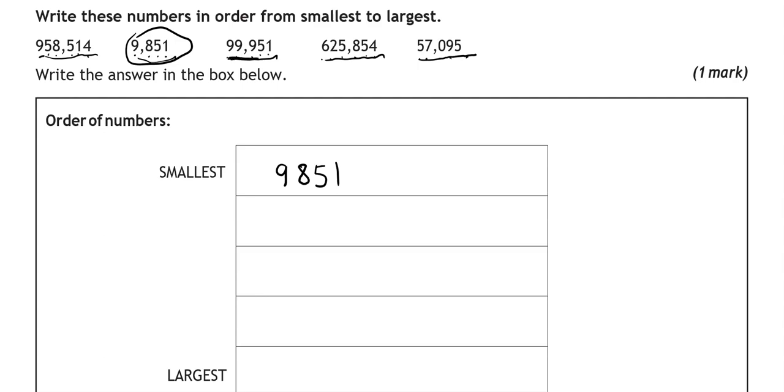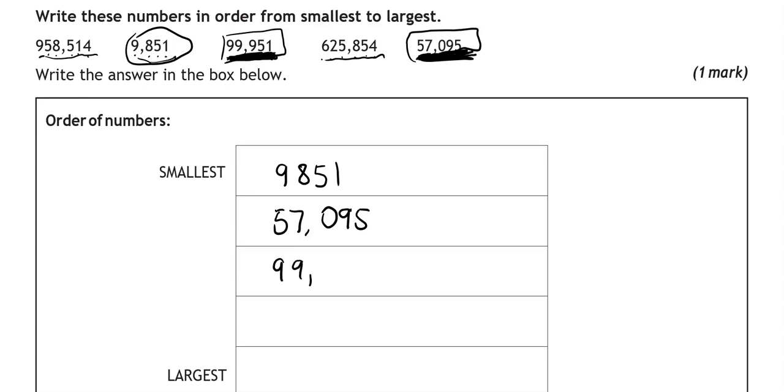So we had this one here and we had this one. Now the first one that I underlined is 99,951, whereas this one is 57,000. And you know that 57,000 is smaller than 99,000. So looking at the digits at the front, if they're smaller, then the smaller the value. And then you eventually look at the other digits. So 57,095, and then comes 99,951. Then we have the other two numbers with 6 digits each.